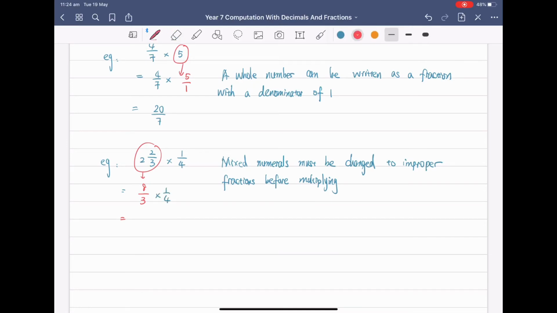Now, I can cancel the 8 and 4. So that'll be 1, and that will be 2, because 8 divided by 4 is 2, and 4 divided by 4 is 1. So now your answer will be 2 over 3 times 1 over 1, which is just equal to 2 over 3. That's how you do it.